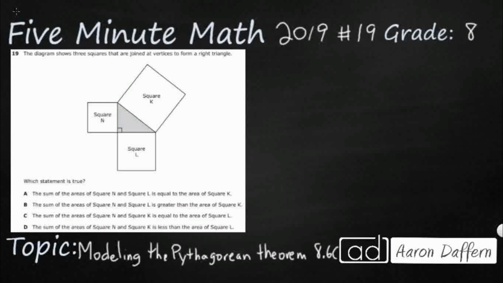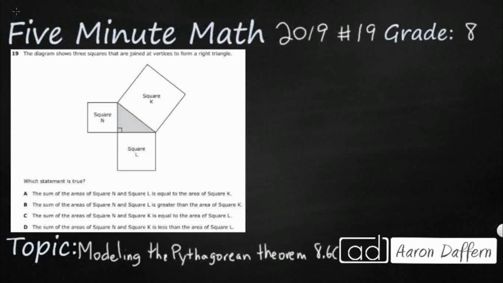Today we are looking at the 8th grade concept of modeling the Pythagorean Theorem. This is standard 8.6c in the great state of Texas, and we are using item number 19 off the 2019 released STAAR test. If you have not done so already, please take a moment to pause the video, work this problem out on your own, unpause it, and we will look at our answers together.